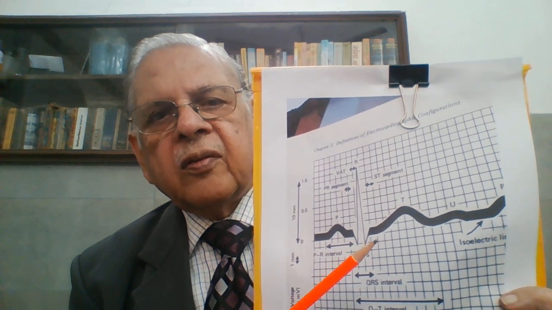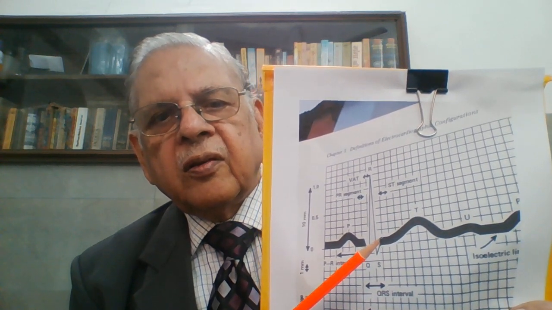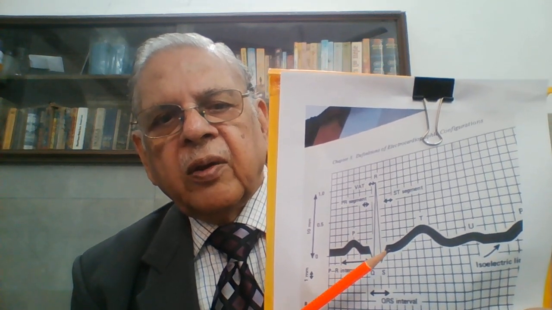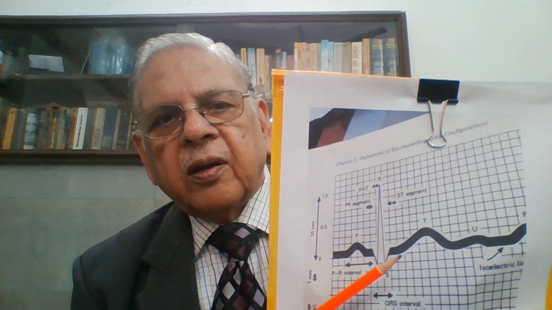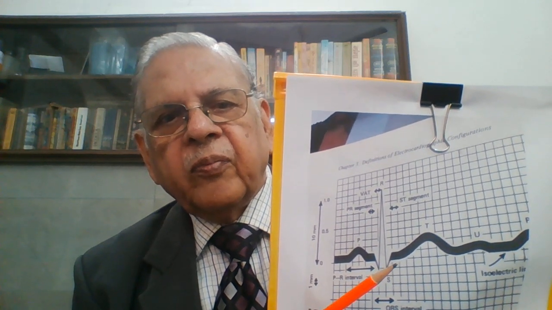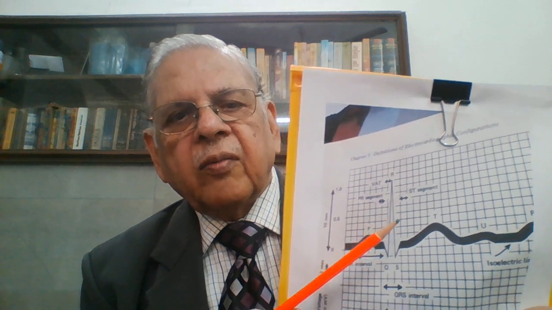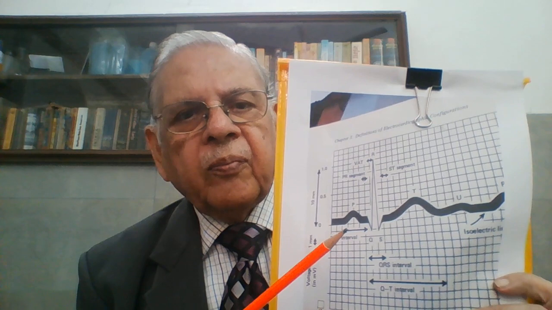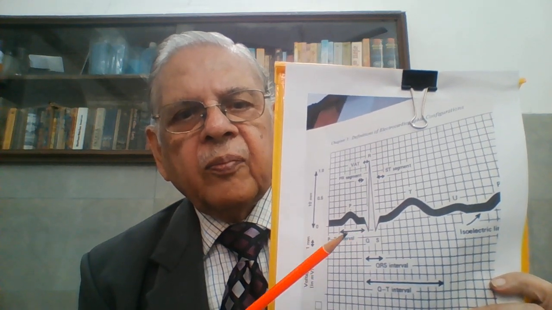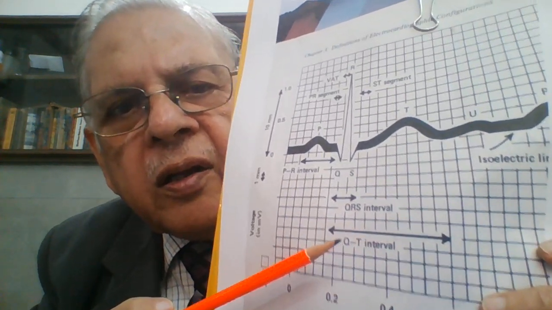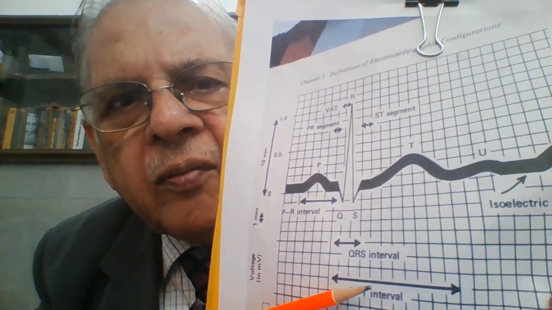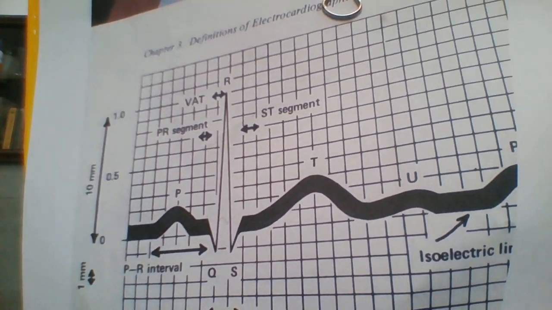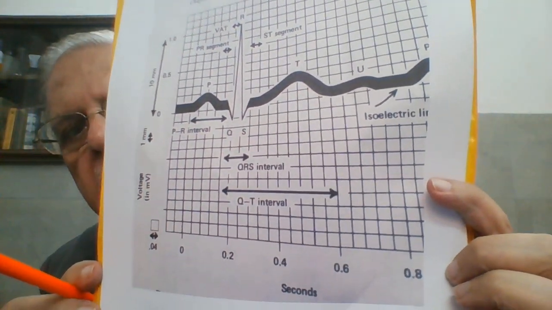You know that this is the J point, that is the joining of the S wave with the baseline, and from here till the beginning of the T wave, this small segment is marked as the ST segment, and from the beginning of the P wave to the beginning of the Q wave, this is the PR interval. They are all marked here and you can see them at your convenience. I am keeping the diagram here for some time so that you can make a note of it.